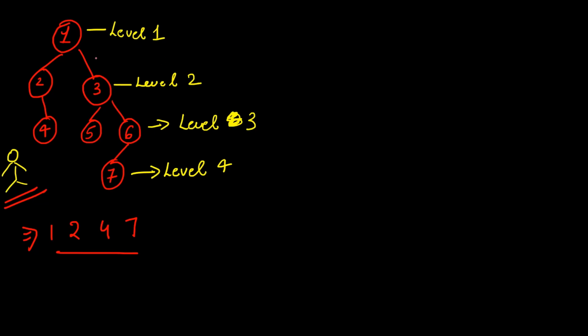Okay, so level order, most of you must be aware of it, means level by level traversal of the tree is known as level order traversal. So this is our level 1, level 2, level 3, level 4. Now one thing to notice here is, what is the left view of our tree? For each level, the first node is going to be part of our left view.